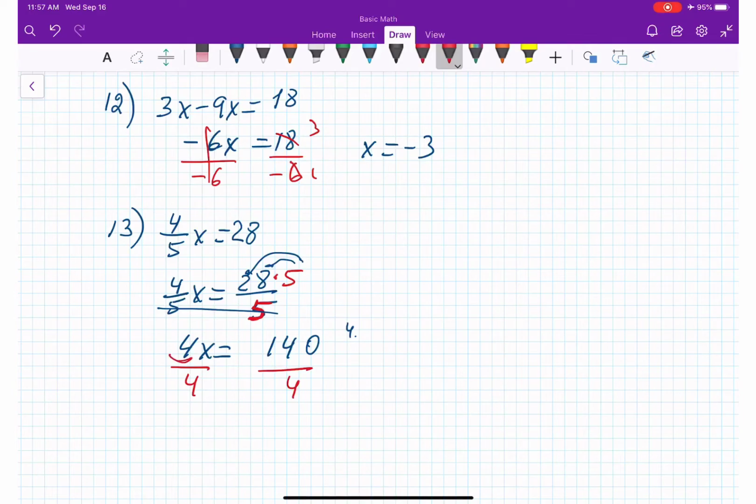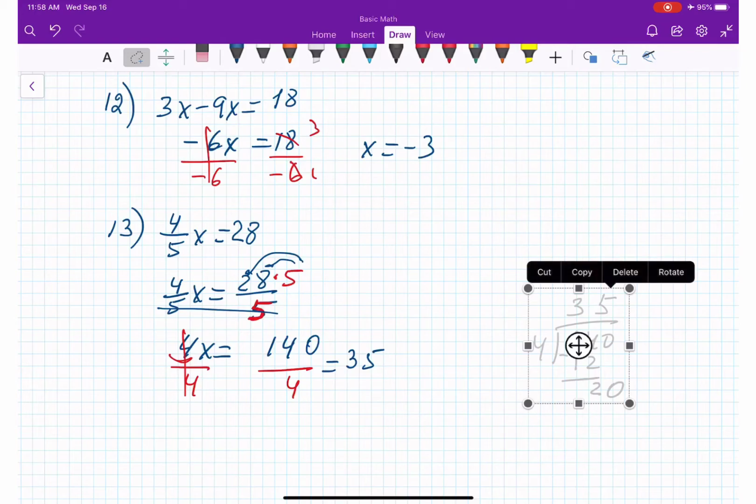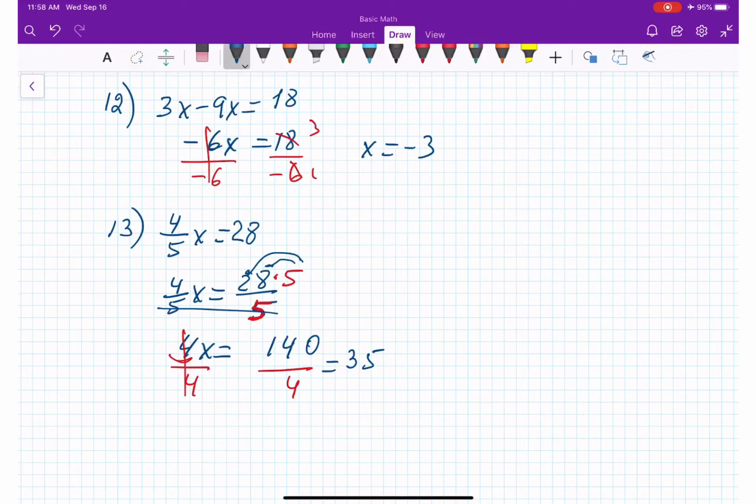Coefficient of x. This is gone. Can we divide 140 by 4? Let me see. So it gets 3 times. 3 times 4 is 12. Remainder is 2, bringing down 0. 20 by 4 is 5. So we get 35. So x is equal to 35.